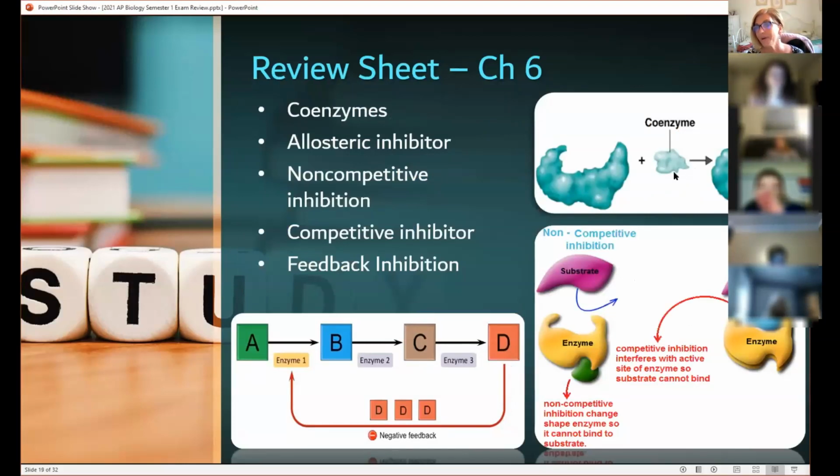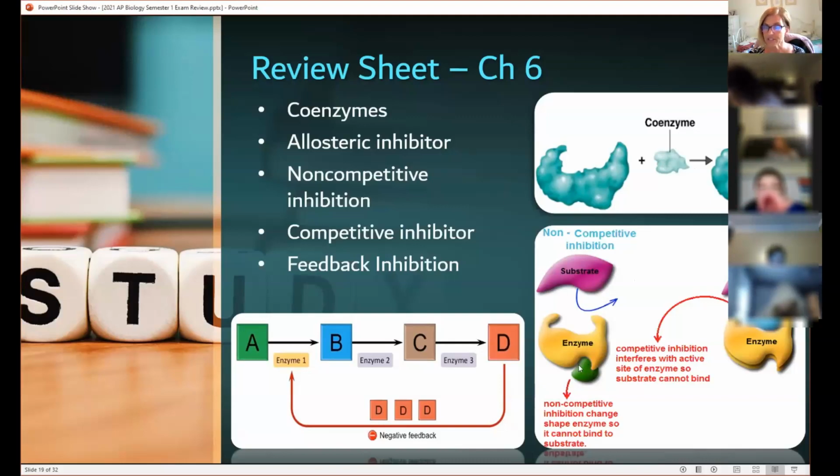Coenzymes, like coenzyme A, for example, NAD, FAD. With the coenzyme, here the active site doesn't quite fit the substrate. You need some help to fill in the gap. That's what a coenzyme does. It helps the substrate better fit the enzyme.